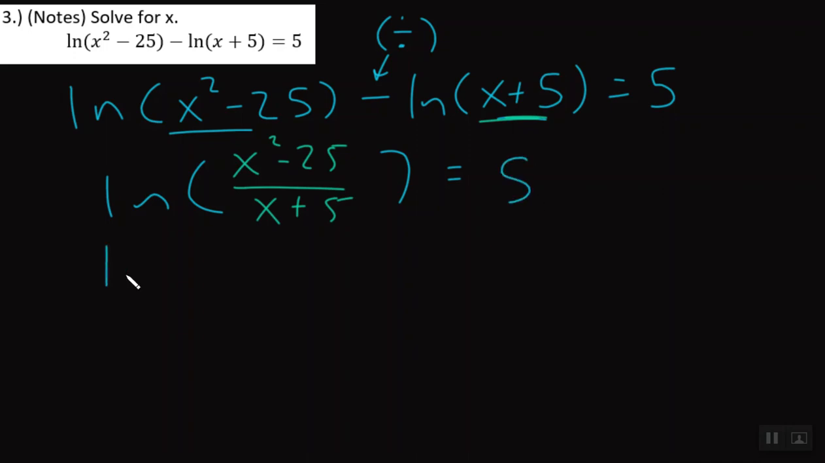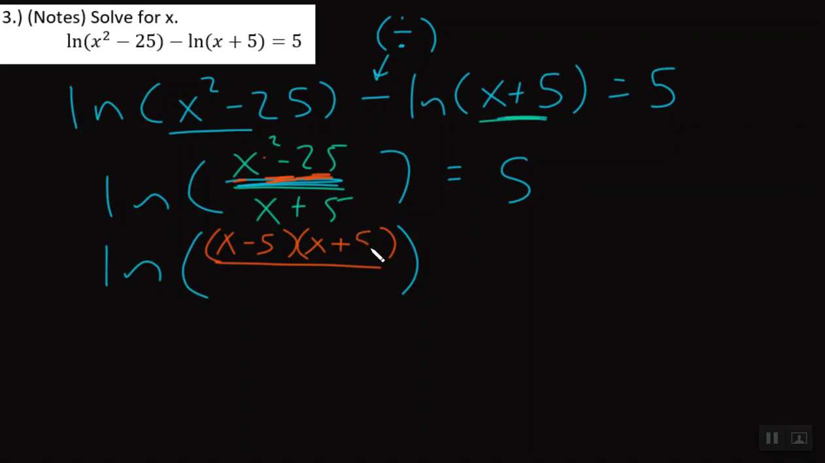Now from here, when I write my natural log, I want to see, can I factor the numerator? You're really trying to ask this question: we know that x times x is always x squared, but what two things multiply to be negative 25? And if there's no x term in the middle, what two things multiply to be negative 25 but add up to be 0? Well, of course, it's x minus 5 and x plus 5, because negative 5 plus 5 is 0, and negative 5 times 5 is negative 25. And this is, of course, over x plus 5 is equal to 5.